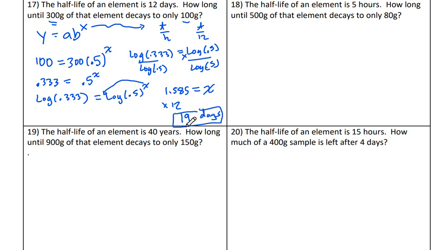So if we were to check this and we were to put a 19 over 12 right here, if we were to replace this with 19 over 12, it should come out to approximately 100, which I'm checking right now. And yeah, 100.1, so pretty close.